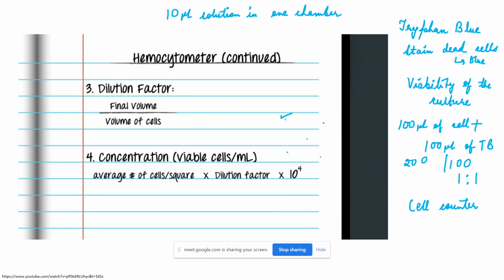Then we have to calculate the dilution factor. Your dilution factor is going to be your final volume, which is 200 microliter, divided by 100 microliter, which is the volume of your cells. So here the dilution factor is going to be 2.